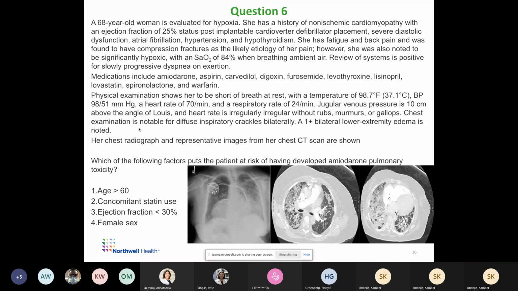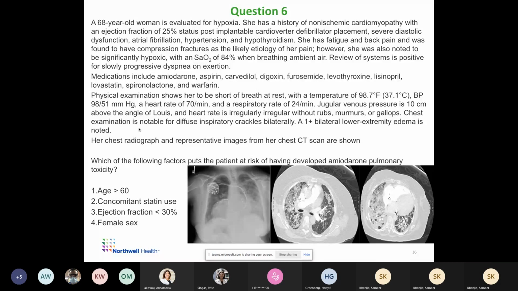Examination shows her to be short of breath at rest with a temperature of 98.7, a blood pressure of 98/51, a heart rate of 70, and a respiratory rate of 24. Jugular venous pressure is 10 centimeters above the angle of Louis, and the heart rate is irregularly irregular without rubs, murmurs, or gallops. Chest examination is notable for diffuse inspiratory crackles bilaterally, 1+ bilateral lower extremity edema is noted. Her chest radiograph and representative images from her chest CT are shown. Which of the following factors puts the patient at risk of having developed amiodarone pulmonary toxicity? So I'll give you a minute to take a look and answer.